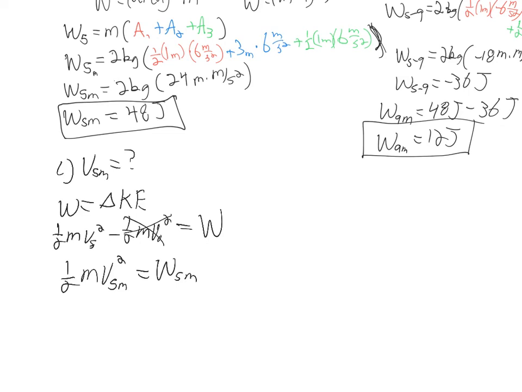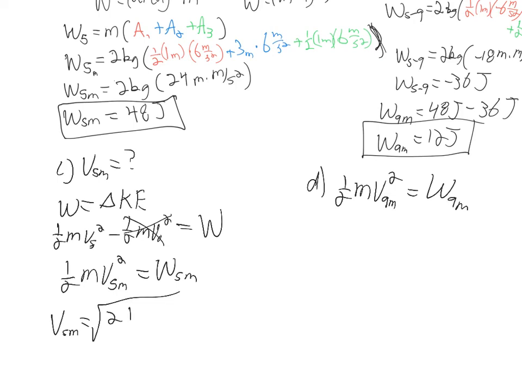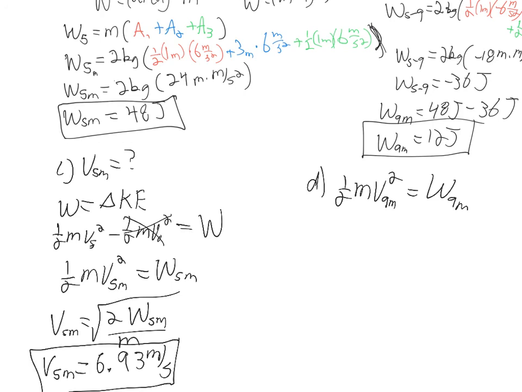And similarly, for part D, we're going to have 1/2 mv at 9 meters squared equals the work done over those 9 meters. So to solve for v at 5 meters is just going to be equal to the square root of 2 times the work divided by the mass, which also happens to be 2. So 2 times 48 joules over 2, we have the square root of 48. So you plug and chug, the square root of 48, I believe, is just a tiny bit less than 7, 0.93 meters per second. Oh, box-worthy once again.